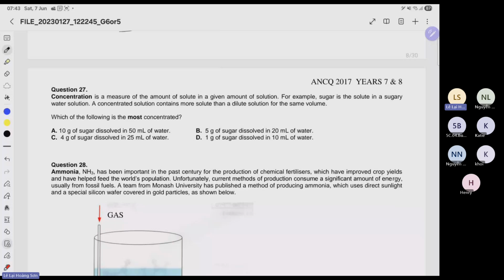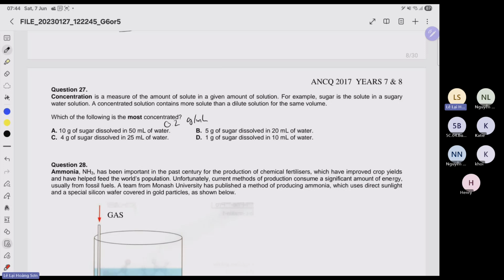Concentration will be calculated by, it will tell you the amount of solute in a certain volume of solution. So you have the mass of sugar and you have the volume of water. To calculate the concentration, just take the mass and divide it by the volume. So here, 1 divided by 50, so you have 0.2 grams per milliliter. So that is the concentration of the first solution.